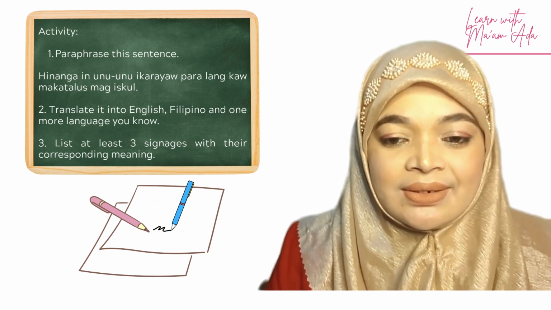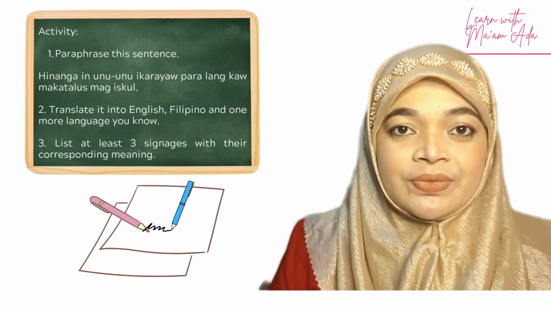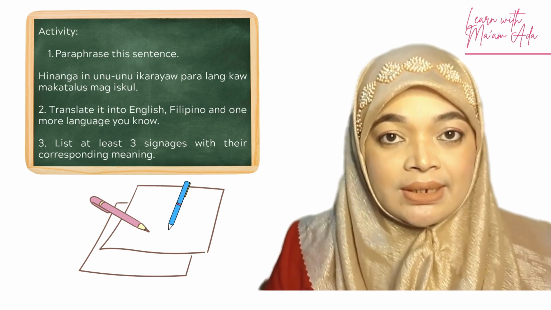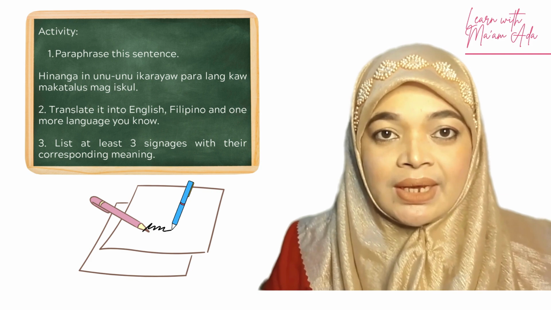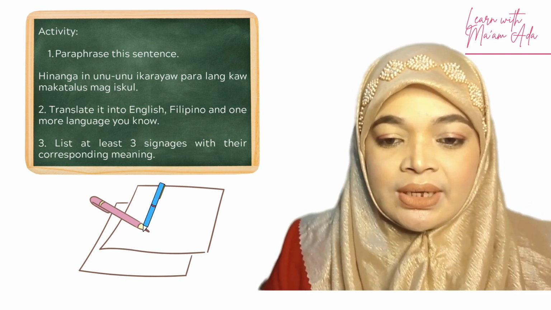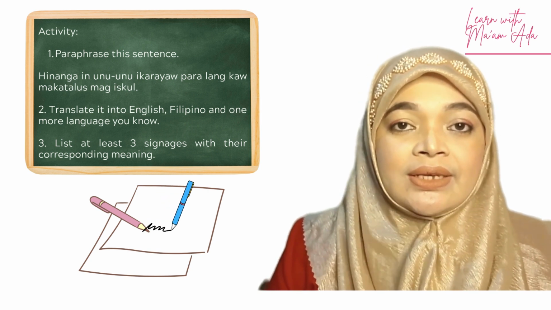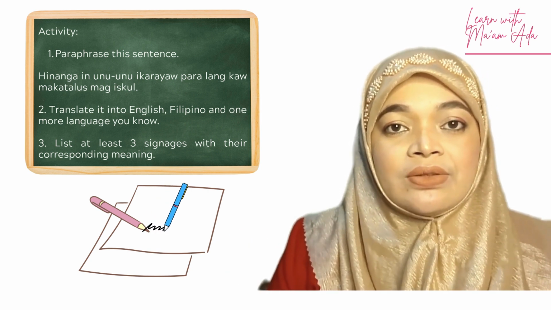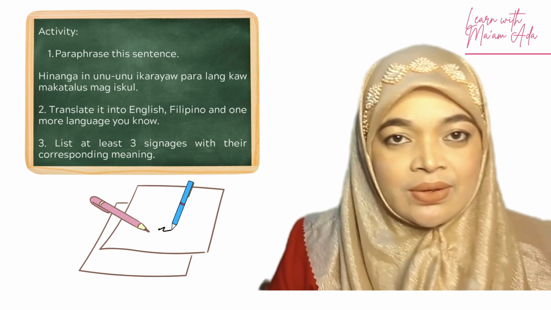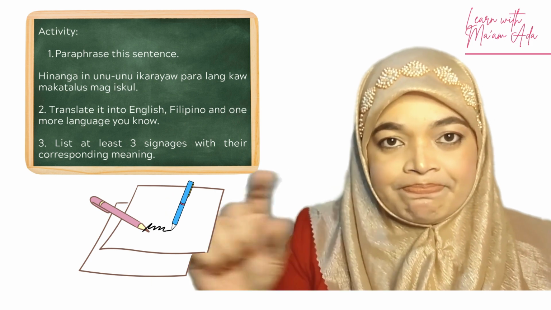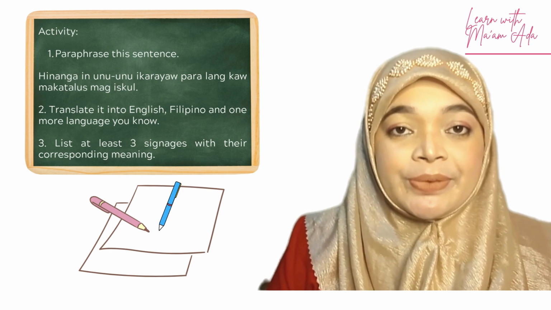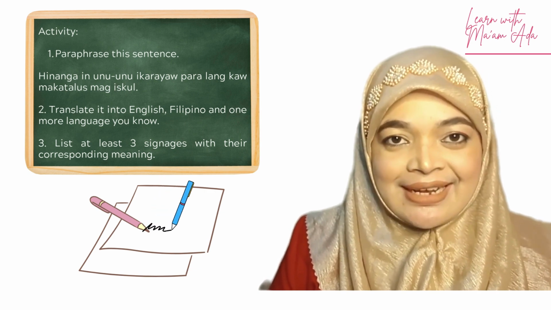For the second, interlingual translation, use the same statement as the first one and translate it into English, Filipino, and one more language that you know. And for the third, intersemiotic translation, I'd like you to list at least three signages that you can see around you, and then label each with the verbal interpretation of that particular sign. Good luck.